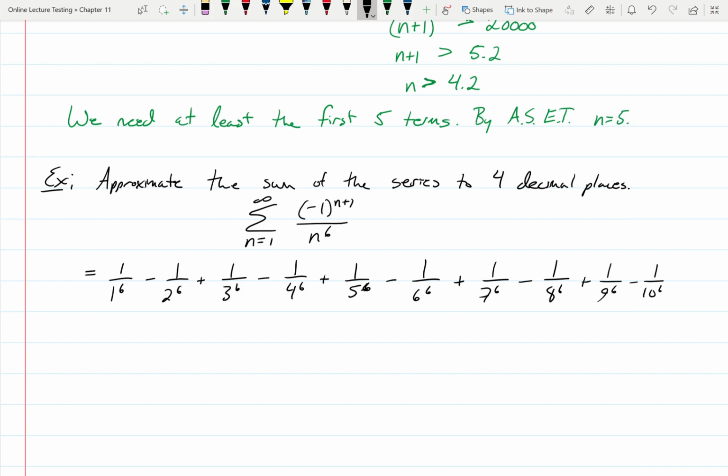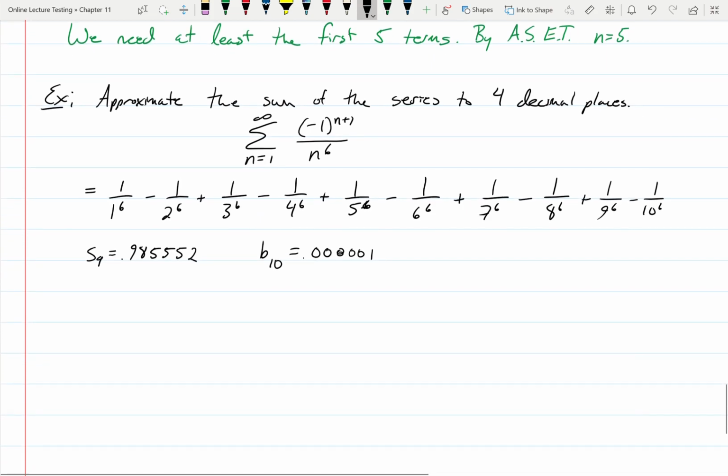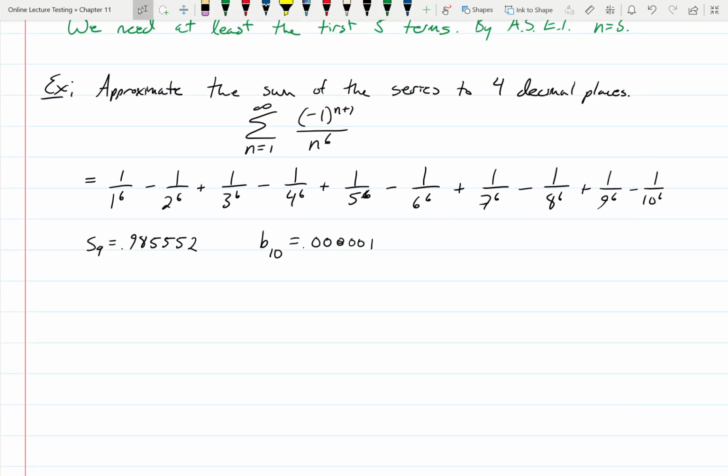All right. So what I'm going to do is look at these values. If I add the first 9 terms, so if I look at the 9th partial sum, this is approximately 9.85552. The nth plus 1 term would be b sub 10, which is equal to 0.000001. If we subtract this term from it, then that does not change the 4th decimal place here.